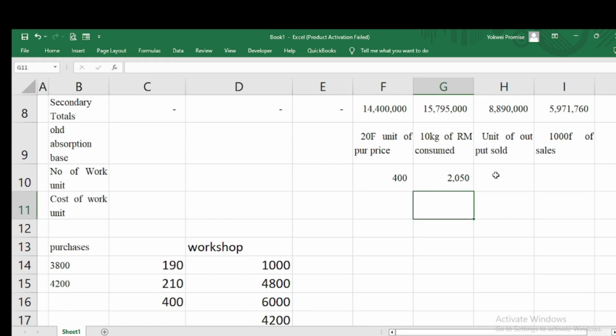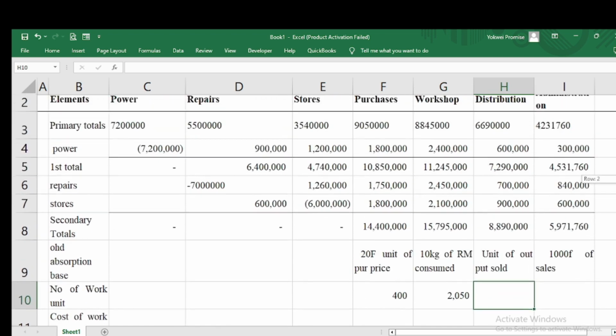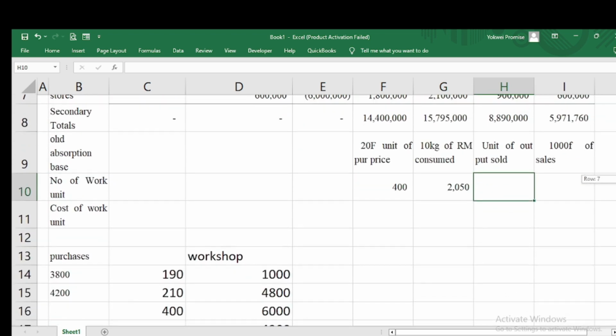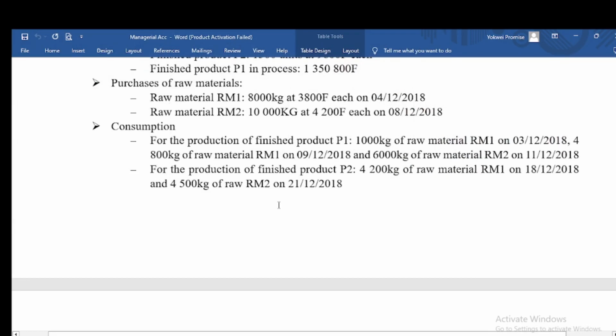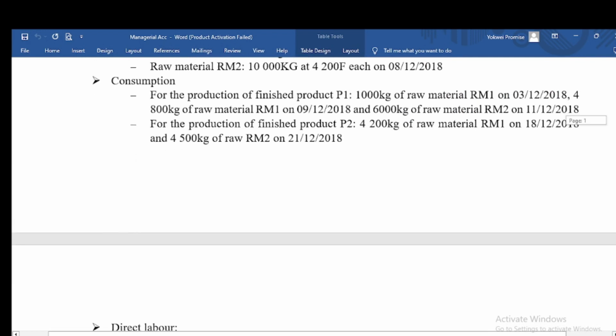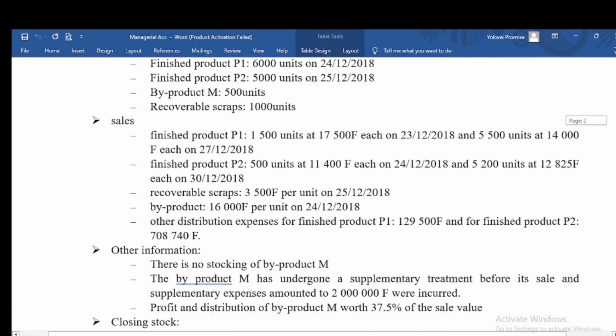Awesome. Next, units of output sold. Which one is this? Okay, distribution. Units of output sold. Right, let's take a look also at distribution. So if they're talking about units of the output that's sold, we just move to the sales section. So this is our sales.